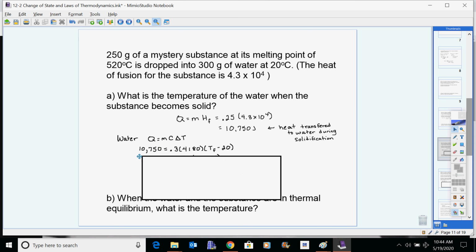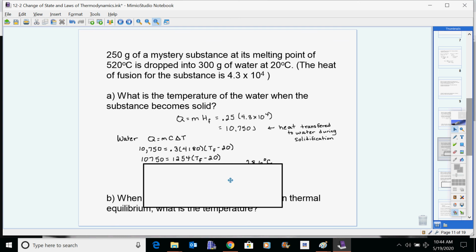So here's our amount of energy. Here's our mass. Here's the specific heat of liquid water. Final temperature minus earlier temperature. And we need to use some algebra skills. Multiply that out, then distribute.